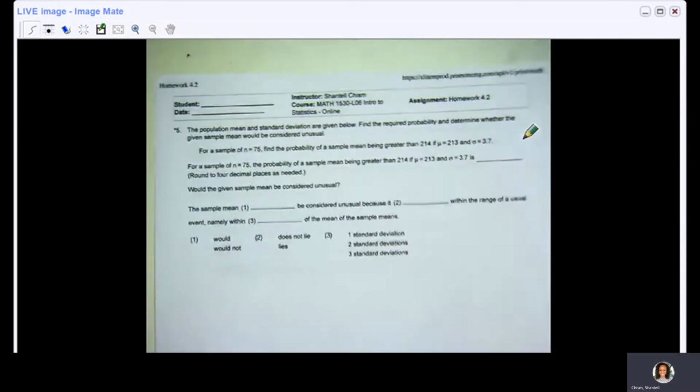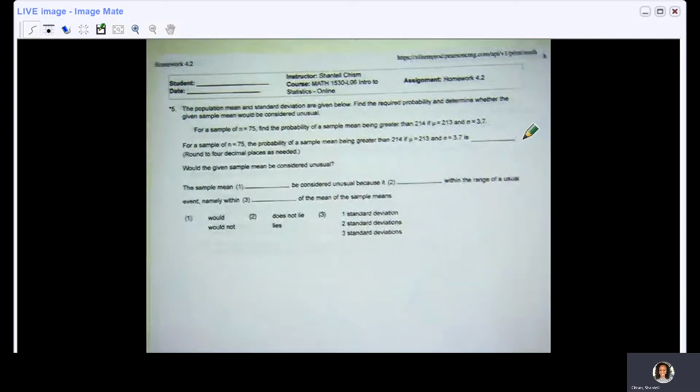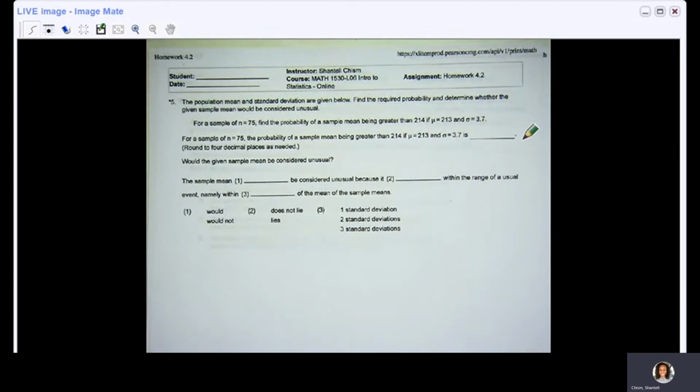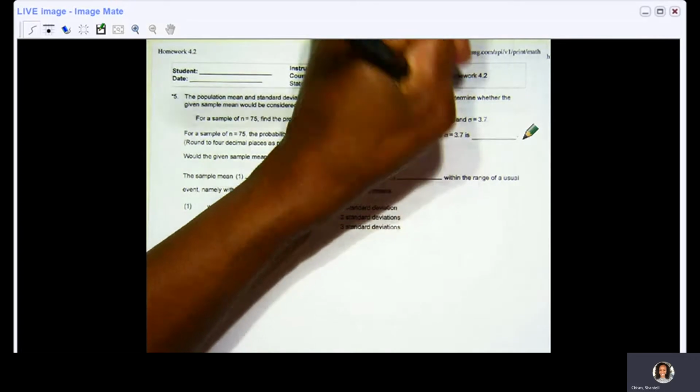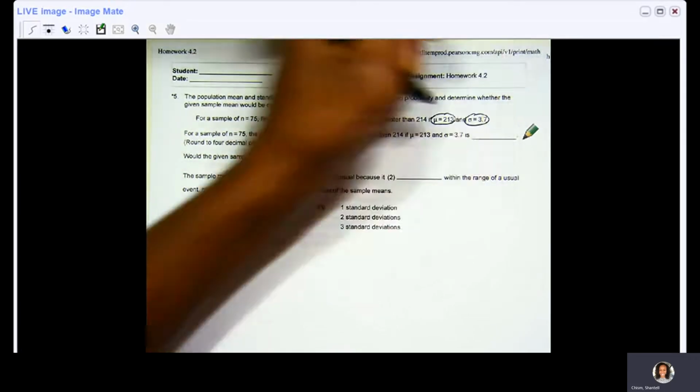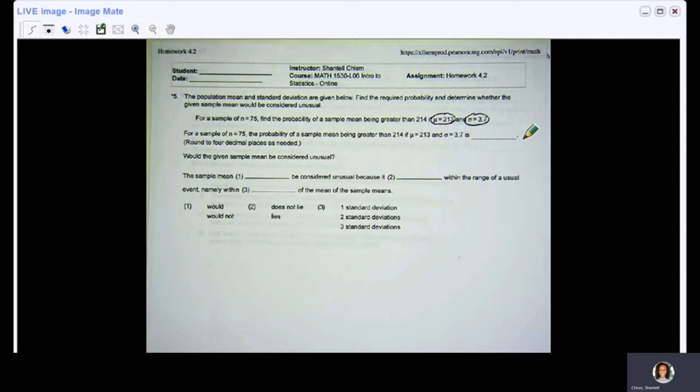All right, let's see what else we have here in this section. All right, here's another one. We're finding the probability for some given sample mean. It says the population mean and standard deviation are given below. I'm going to circle the population mean and the standard deviation. So these are my parameters for my whole population. It says find the required probability and determine whether the given sample mean would be considered unusual.